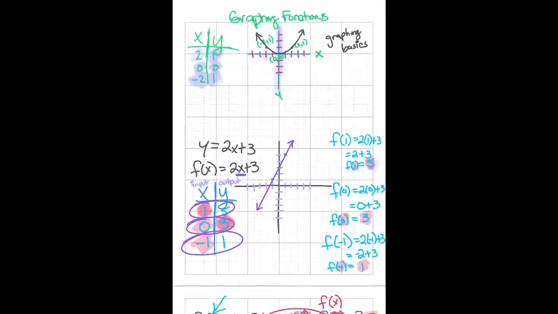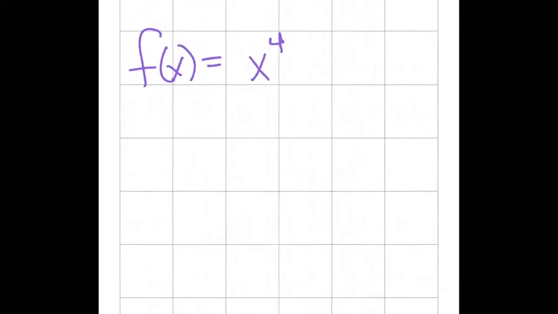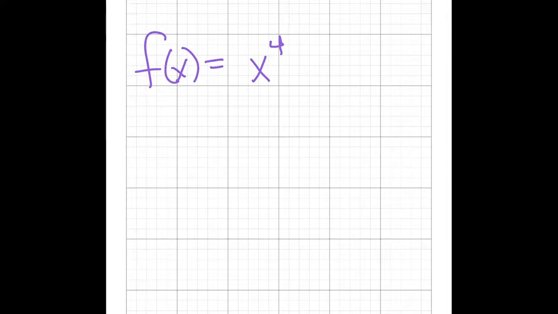Okay? All right, so let's try that with something that's not linear so you can take this basic knowledge and apply it to something more complex. Take f of x is equal to x to the 4th. Okay? Let's take a look at that.